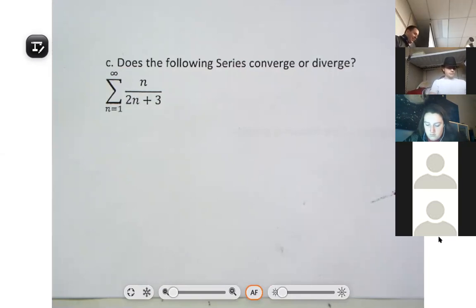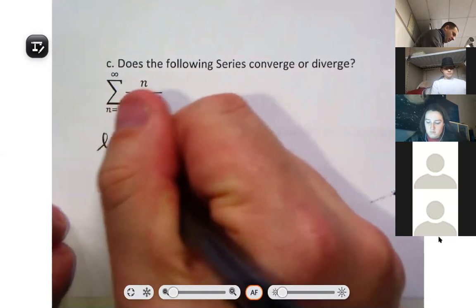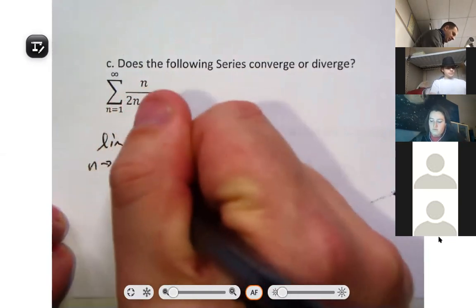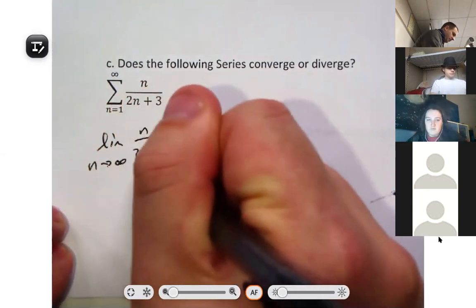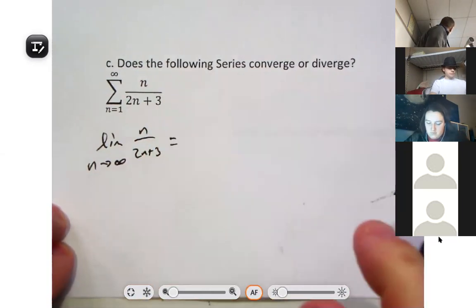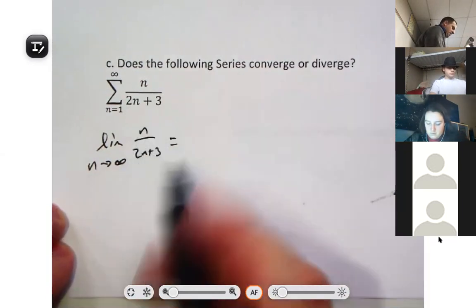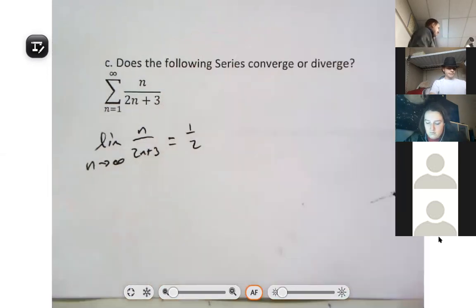Josh, why are you shaking your head? Yeah. If we look at the limit of this sequence as n goes to infinity, since those degrees are the same, this equals 1/2, which is not 0. If you're going to be adding up a whole bunch of terms, and those terms are never approaching 0, which means this series never has a chance to converge. Don't be a time waster.